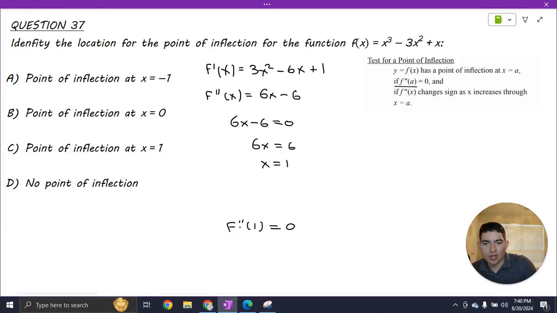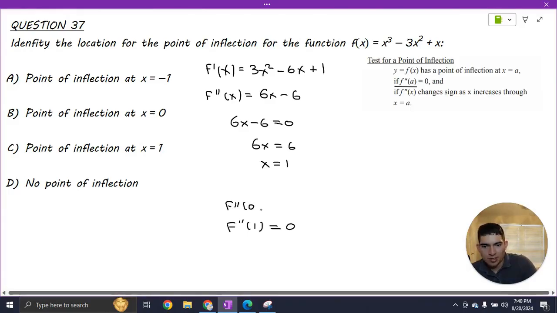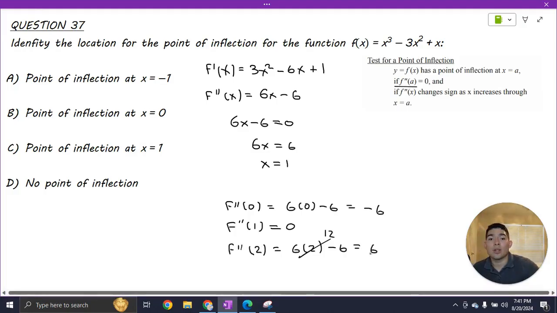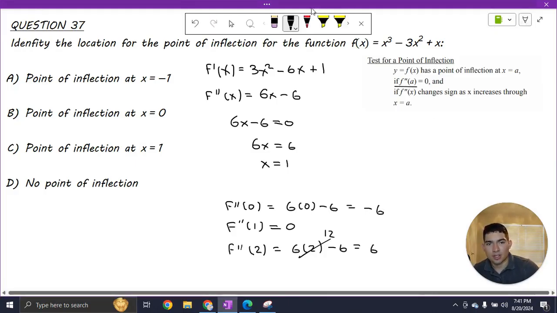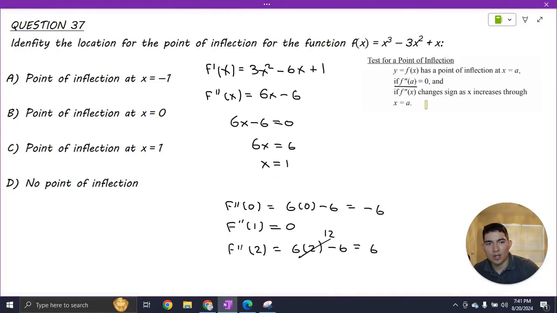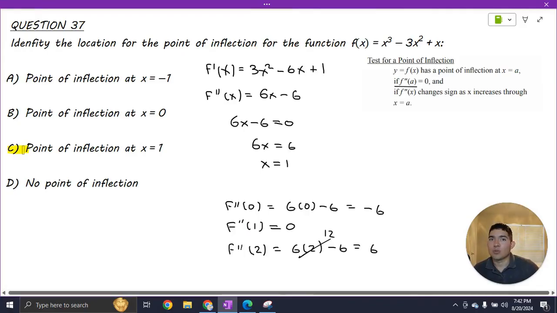So again, we already know that f double prime of 1 is going to give us 0. That's what we just solved right here. So now let's verify that the sign changes as it passes through here. So we'll do f double prime of 0, and then we'll do f double prime of 2 down here. We're going to end up with negative 6 here and positive 6 here. So as you can see, the sign does indeed change as we pass through x equals 1, which is our x equals a. So that means that that is indeed our point of inflection. Therefore, if we take a look at the multiple choice, the answer for this one is going to be C.